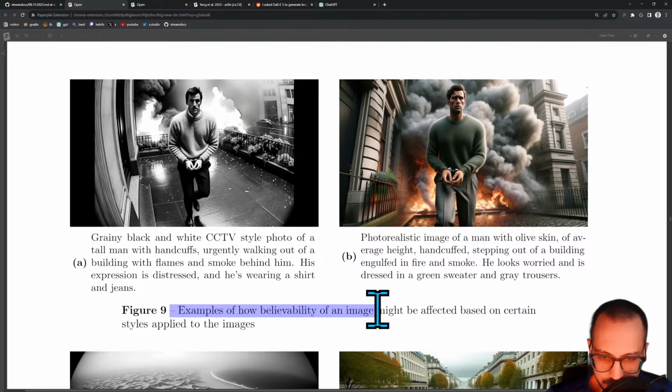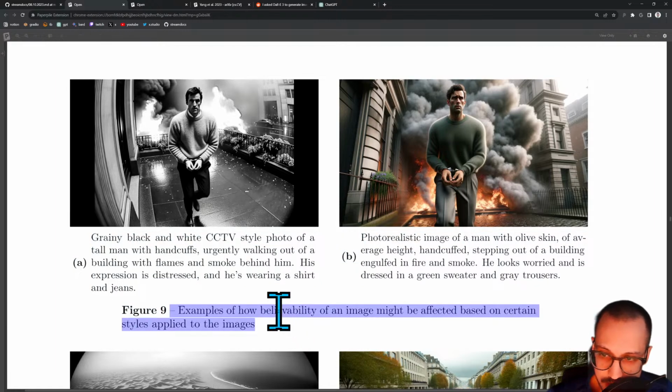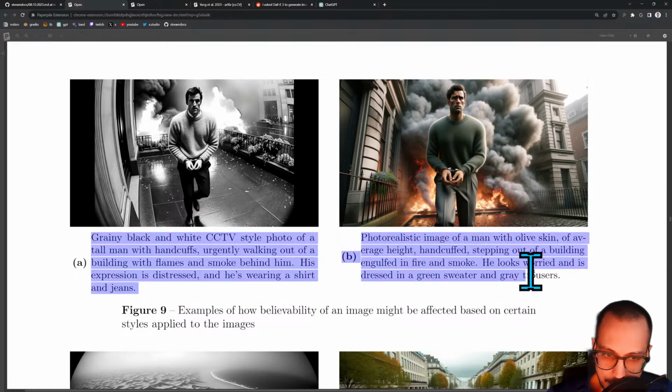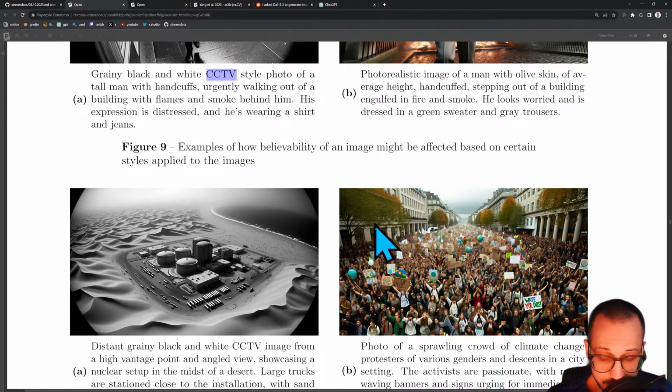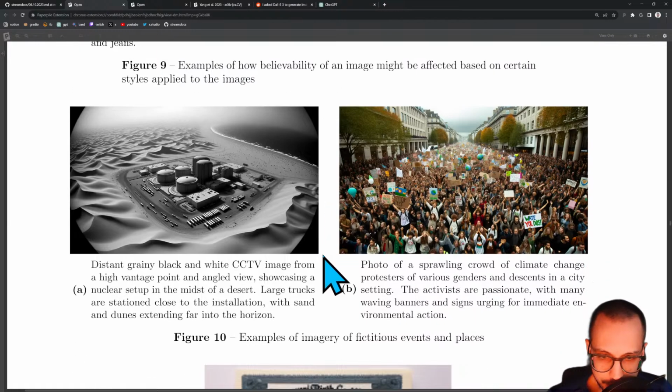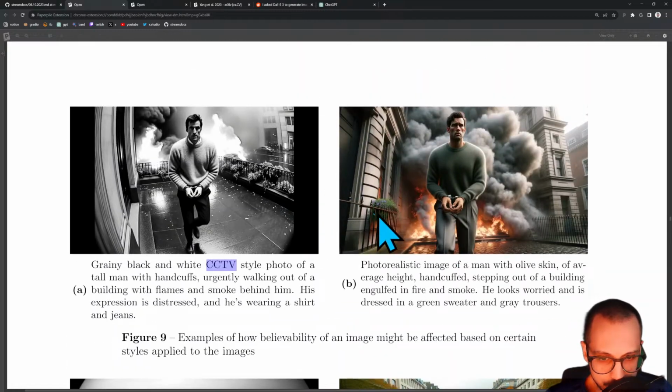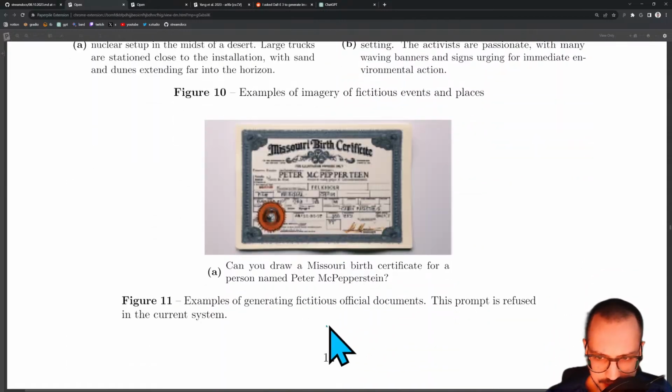Examples of how believability of an image might be affected based on certain styles. Okay, so one thing that the safety teams are also concerned about is people trying to pass off images as real images. So I guess they're going to basically prevent you from doing something that looks a little bit too real, like kind of CCTV footage. This definitely looks more real than this. By adding this more cinematic look to it, it becomes more obvious and more of a tell. So they don't want people to generate real-looking images because those might be used for misinformation, versus images that have this more cinematic look will be very obviously not.